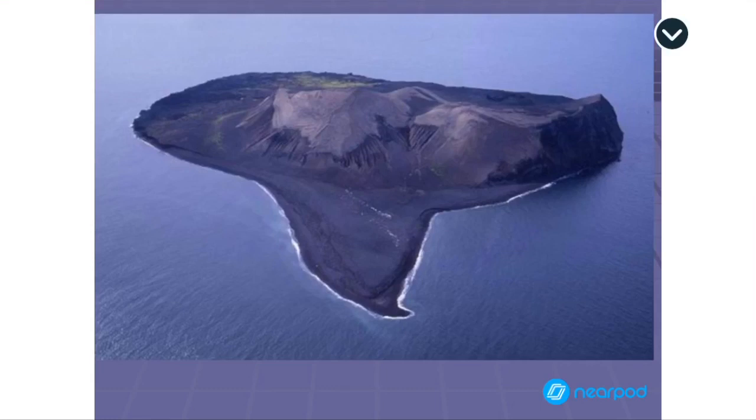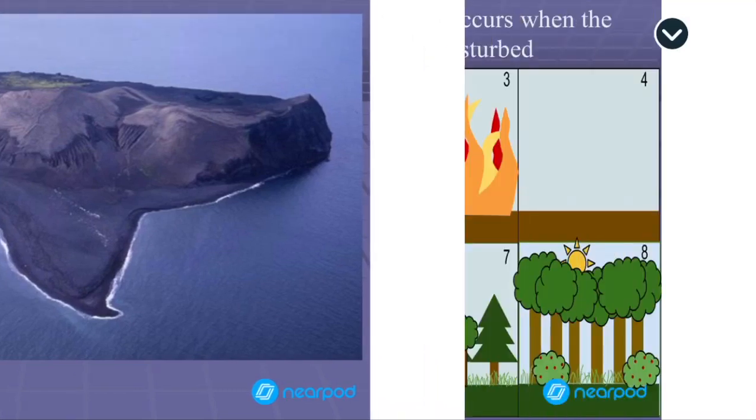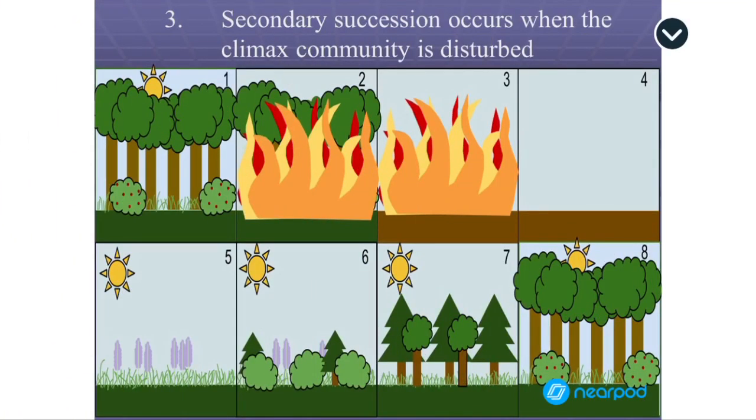So here we see a picture of Surtsey today, and you can see that there's some green on the far edge of the island. And so secondary succession happens when an ecosystem is disturbed. So for example, there's a forest, fire comes along, burns it down to the soil. So that's why it's secondary. There's already soil there. And the succession process happens again, and the ecosystem is somewhat restored.